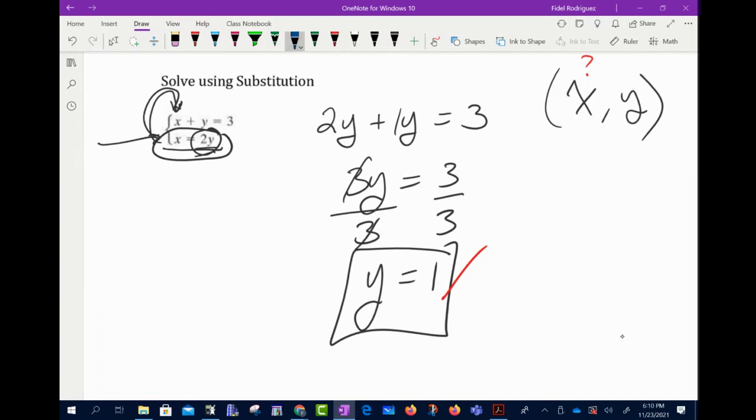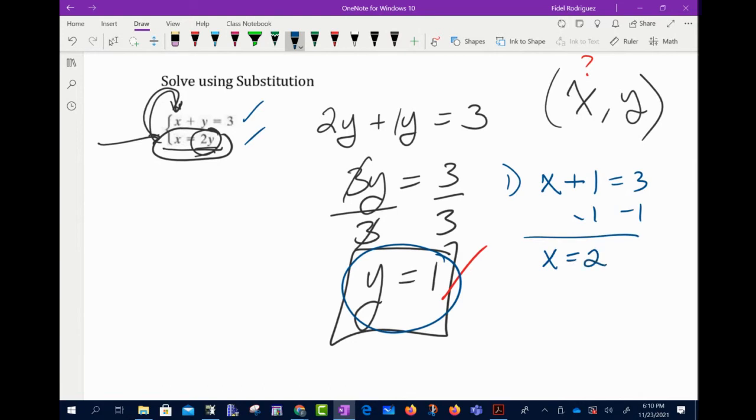So what we're going to do now is take this value, y equals 1, and we can plug it into either one of those equations. It really doesn't make any difference which one we do. We're going to get the same thing. So let me show you. Suppose I use the first equation. x plus y, which is now 1, is equal to 3. When I subtract 1 on both sides, I get x equals 2.